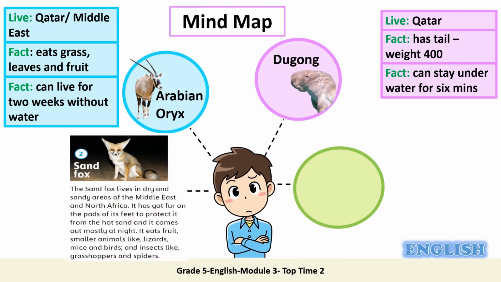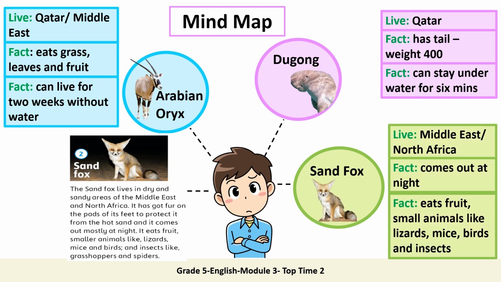Look at the last paragraph. It's talking about the sand fox. Let's write some key points. Live, Middle East, North Africa. Fact, comes out at night. We have another important fact here. Eats fruit, small animals like lizards, mice, birds, and insects. Well done, boys and girls. We filled our mind map.